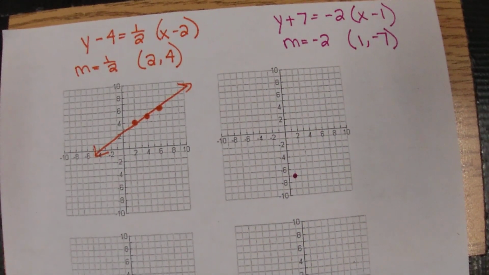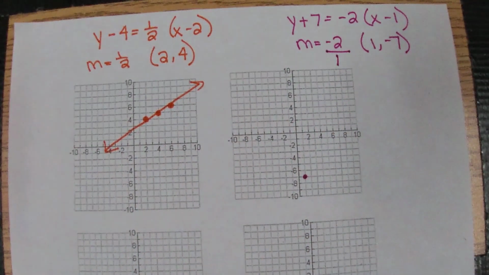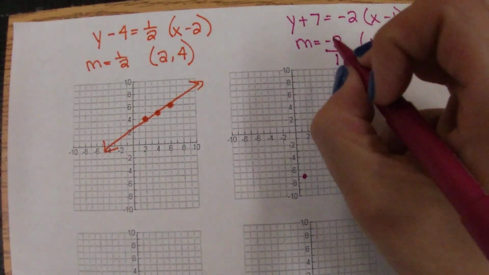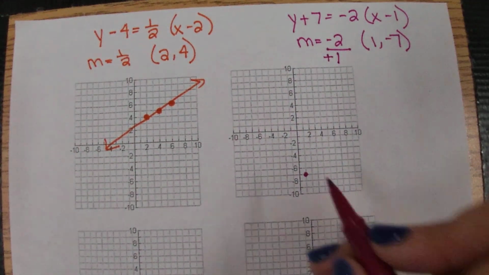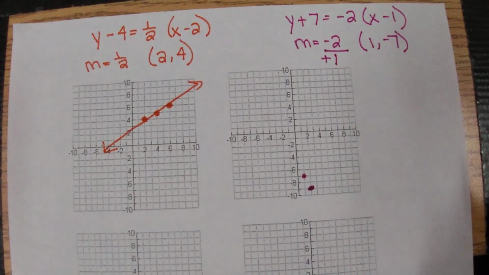Now I want my slope to be a fraction, just like yesterday, and it's not. So I need my rise over run. So I'm going to put that over 1. This is really a -2 over a +1. So I'm going to go down 2, right 1.